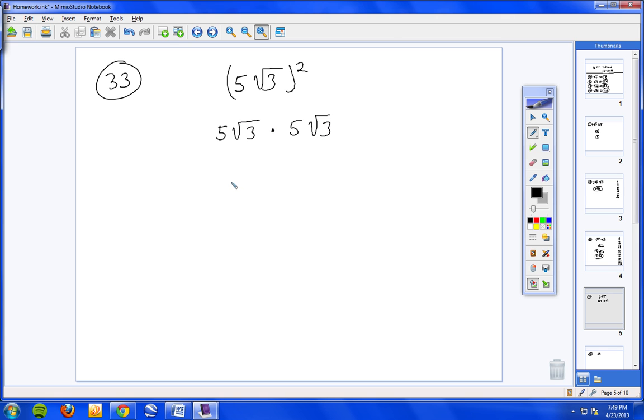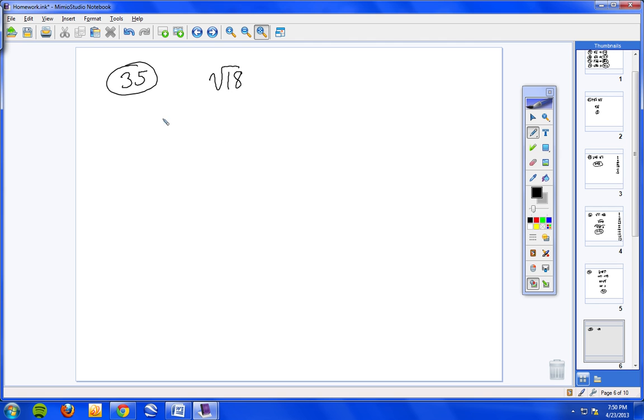Outside times the outside, 5 times 5 is 25. Inside times the inside, 3 times 3, that's 9. Well, I'm not going to simplify the square root of 9. I'm going to solve that. I know the square root of 9. The square root of 9 is 3. So 25 times the square root of 9 really means 25 times 3, because the square root of 9 is 3. And so your final answer is 75. All right, number 35.